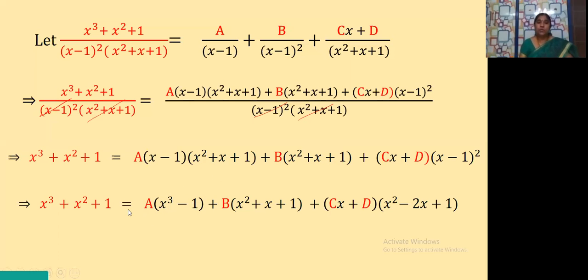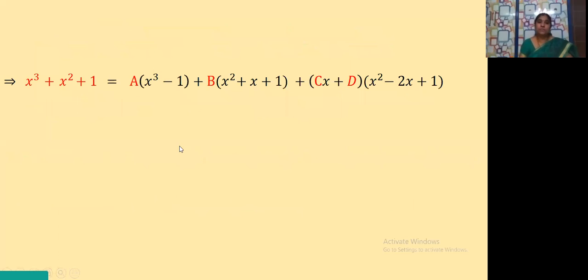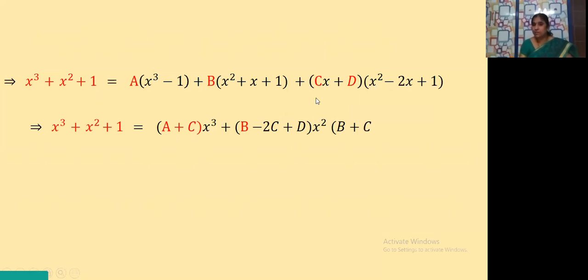Okay, now let us try to group them. x cube plus x square plus 1 is equal to ax cube, and here also cx into x square is cx cube. So a plus c into x cube. Next x square terms I am writing, children, together, that is b. Here also minus 2x into cx is minus 2c x square. Here minus 2c plus d into x square is dx square, that is plus d, plus b.